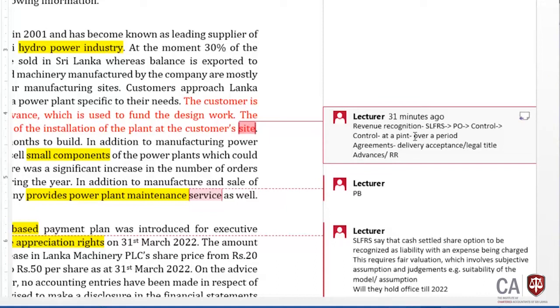That is enough actually for 2 marks. Why should I write more? So, that is the basic answer. Therefore, there is a risk of overstatement of revenue.